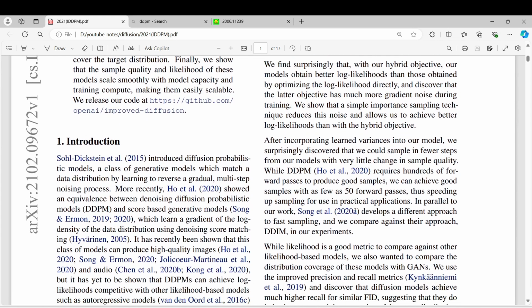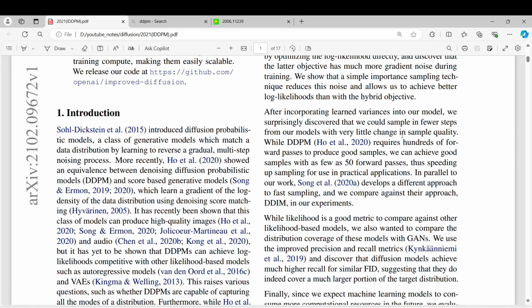And after incorporating learned variance into our model, we surprisingly discovered that we could sample in a few steps from our model with very little change in the sample quality. And they say the original DDPM requires hundreds of forward passes to produce good samples, and we achieve good samples with as few as 50 forward passes. So they are reducing the forward passes by an order of magnitude, from hundreds, nearly a thousand, to 50 forward passes, and thus speeding up sampling for practical applications.